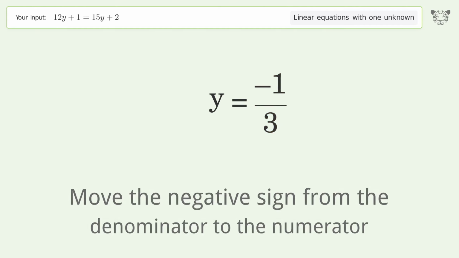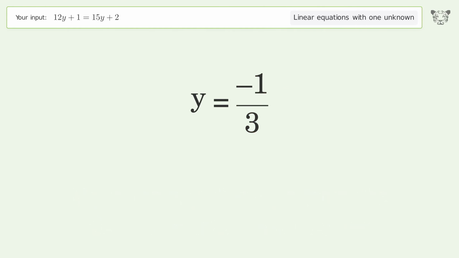And so the final result is y equals -1/3.